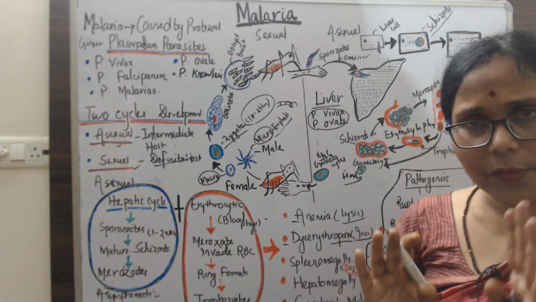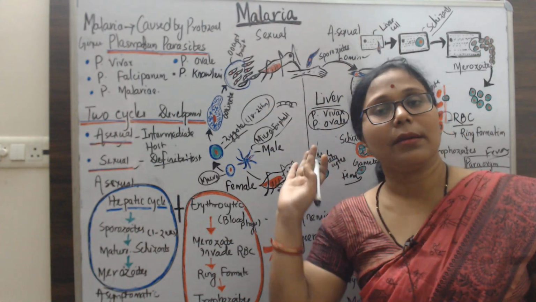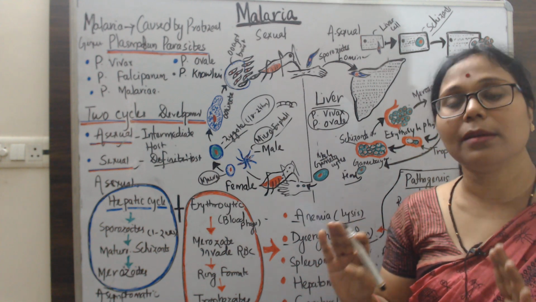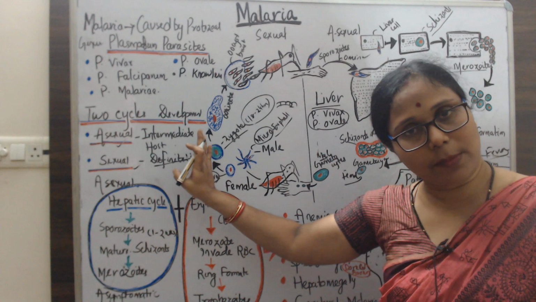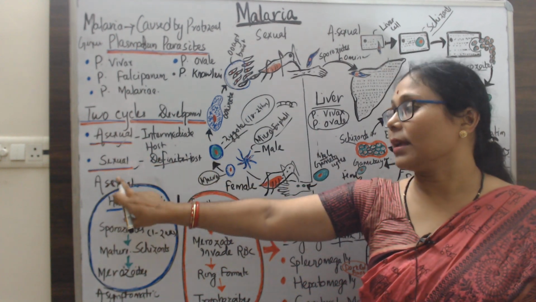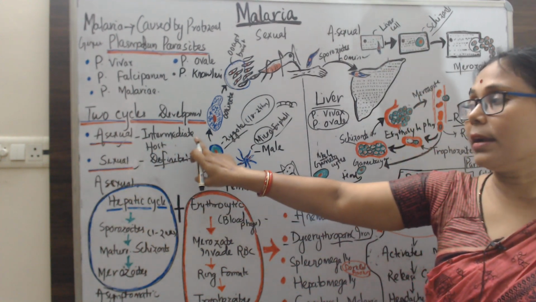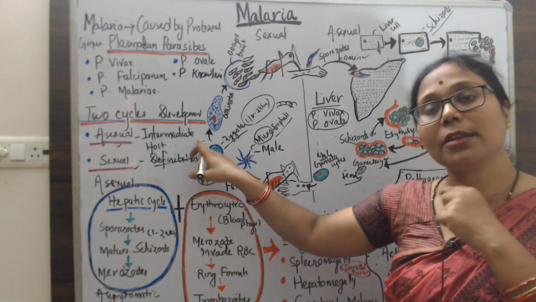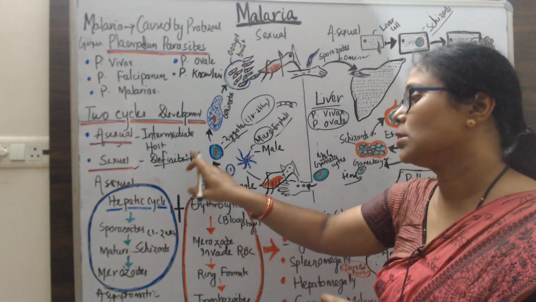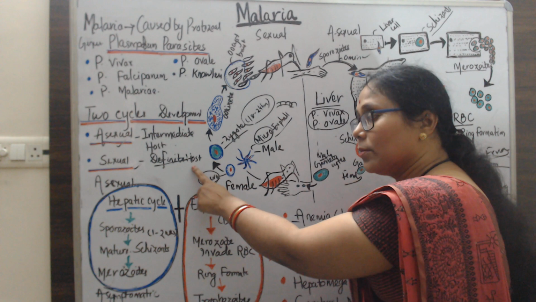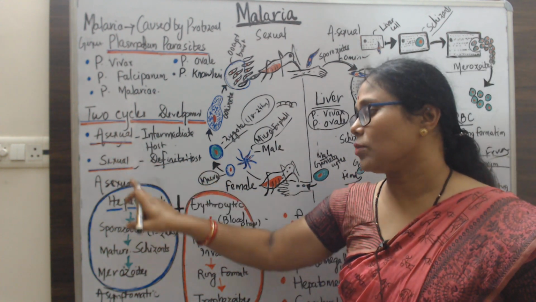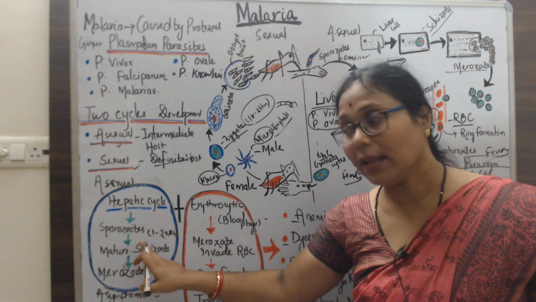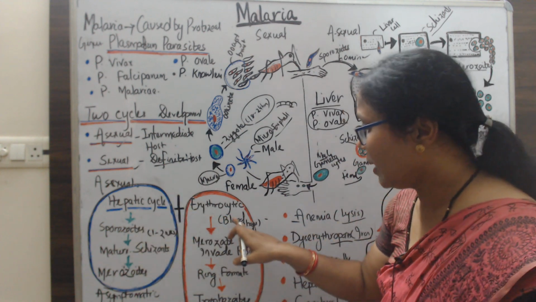So overall, if you see the life cycle, there are two cycles developed. One is the asexual and the second is the sexual. The asexual one is in the human host, that is the intermediate host. And the sexual cycle is developed within the mosquito, that is the definitive host. In the asexual cycle, again two phases are there: one is the hepatic phase and the second is the erythrocytic phase.